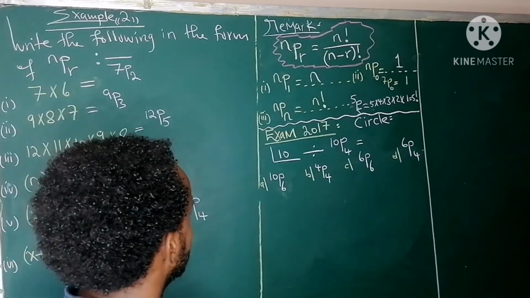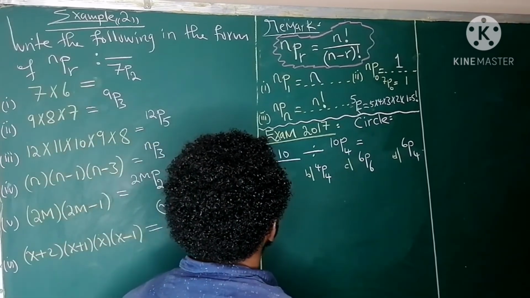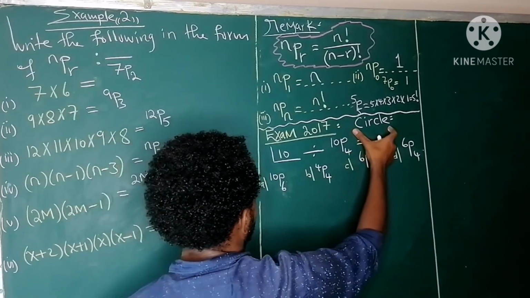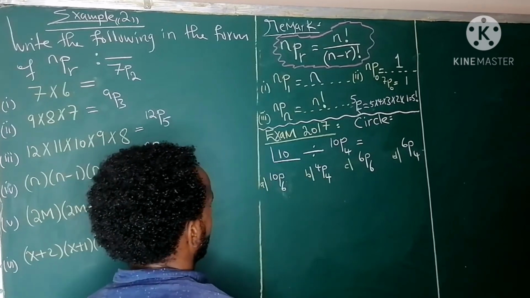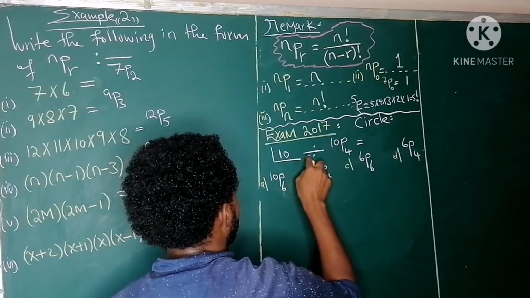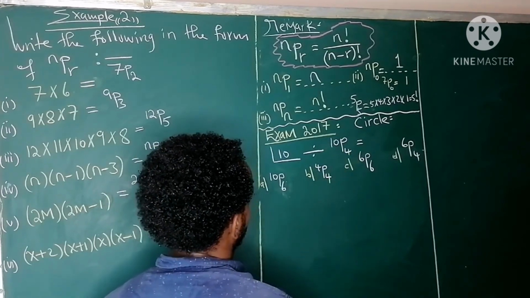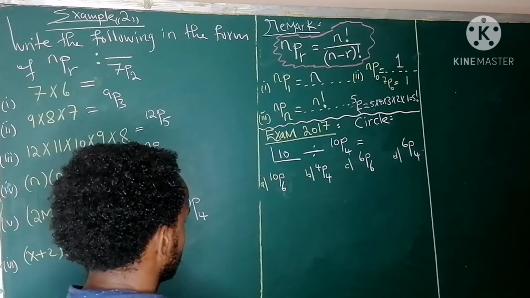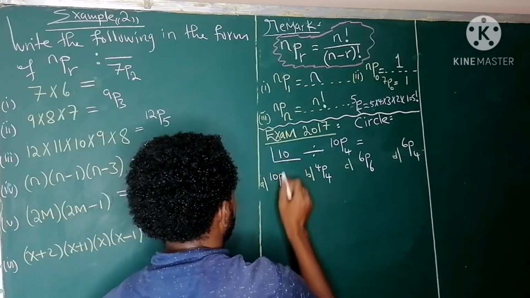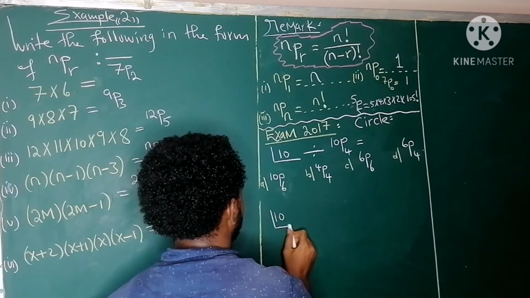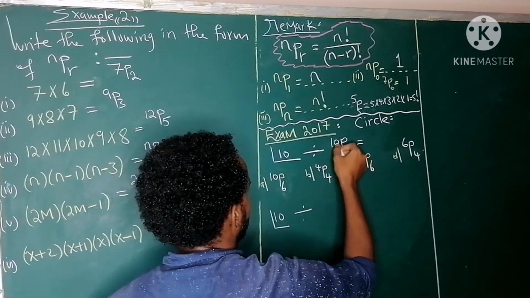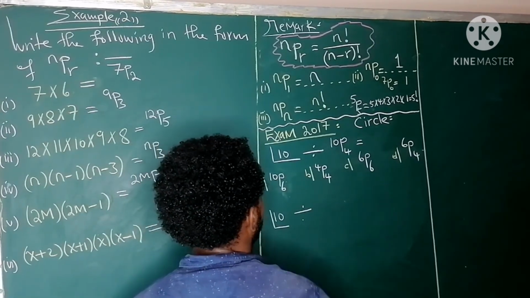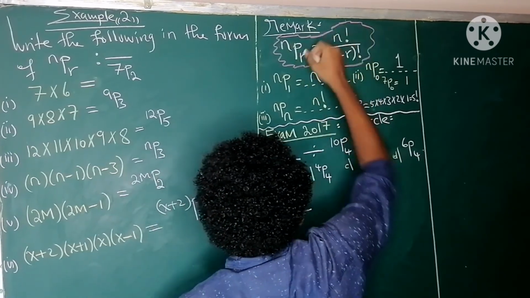The last part of today will be exam 2017. It says put a circle around the correct answer. Exam 2017. 10 factorial divided by 10P4 equals. Which one is the correct answer? To solve this, there are many ways. For example, this is 10 factorial divided by this 10P4. I can write it as 10 times 9 times 8 times 7, or I can apply the formula. It's possible to apply the formula.